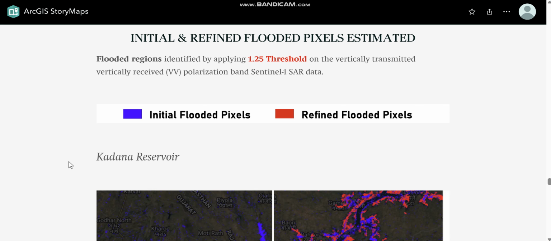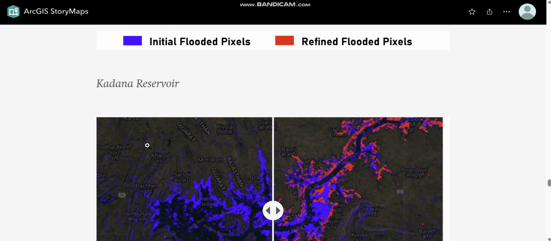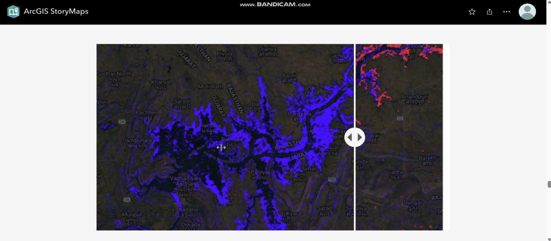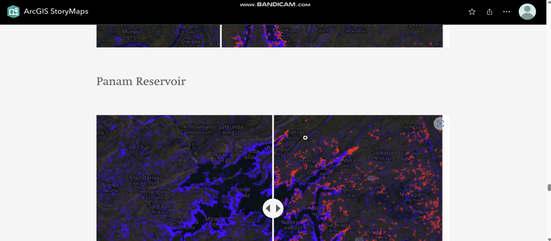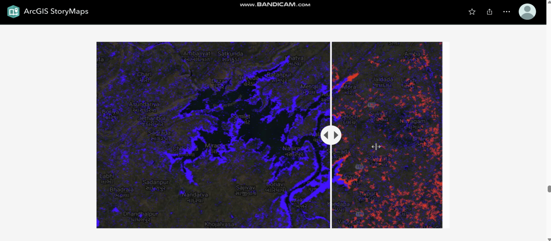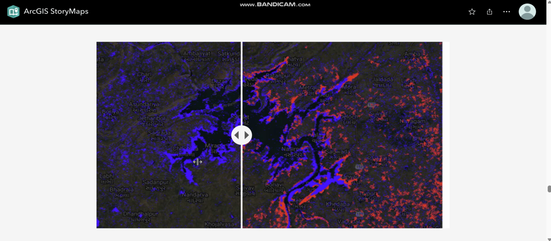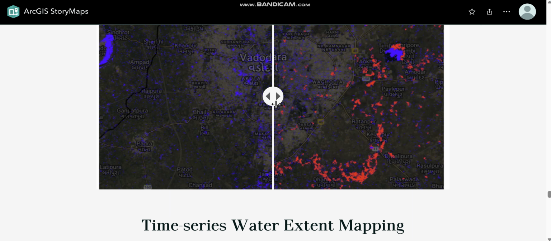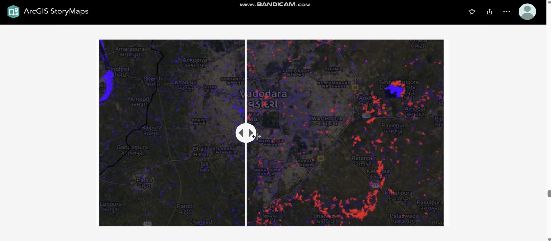This is the visual view for the Kadana reservoir, the first study area, showing the initial and the refined pixels. We can clearly see through the story map technology how the steep slope pixels and the all-time seasonality pixels have been removed. The red ones are the water inundated areas, the final inundated areas, and similarly it has been done for Vadodara city.